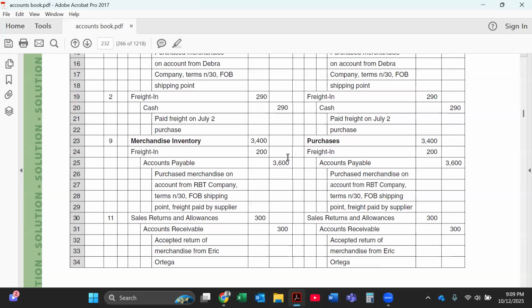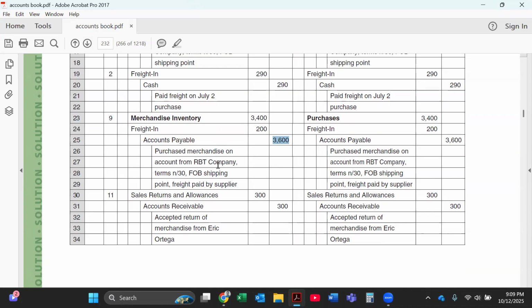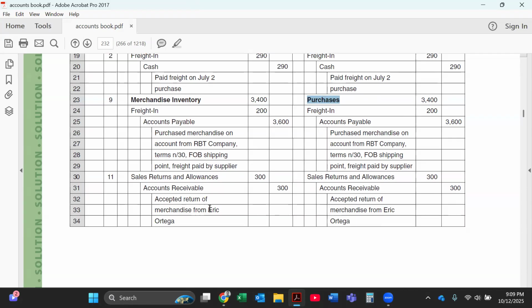So therefore, this is a three-way entry. If you look at it, 3,400 plus 200 is 3,600. My debits and my credits are equal. The accounts payable amount was 3,600, and that amount can be split into the 200 paid in freight by the supplier plus 3,400 in merchandise inventory. So always remember to split the freight. It remains the same on the other side, except that we call the account purchases and we don't debit the merchandise inventory account.